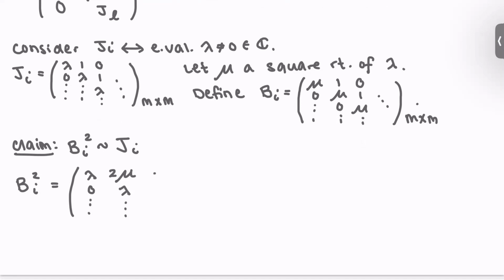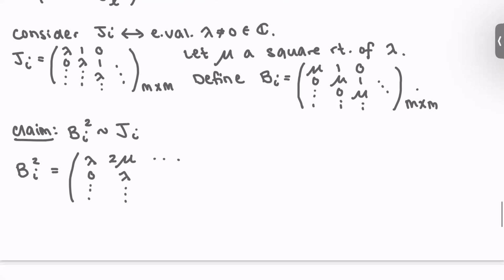And let's see, everywhere else, above the super diagonal, it's going to be some other stuff. It's not really going to matter what it is, though, for us. So there's 2 mu. And let's see, like this. Maybe I'll put 2 mu here as well. And zeros. This is also m by m. So just looking at this, it looks like the 0 here. Oops, sorry, this should be a lambda.